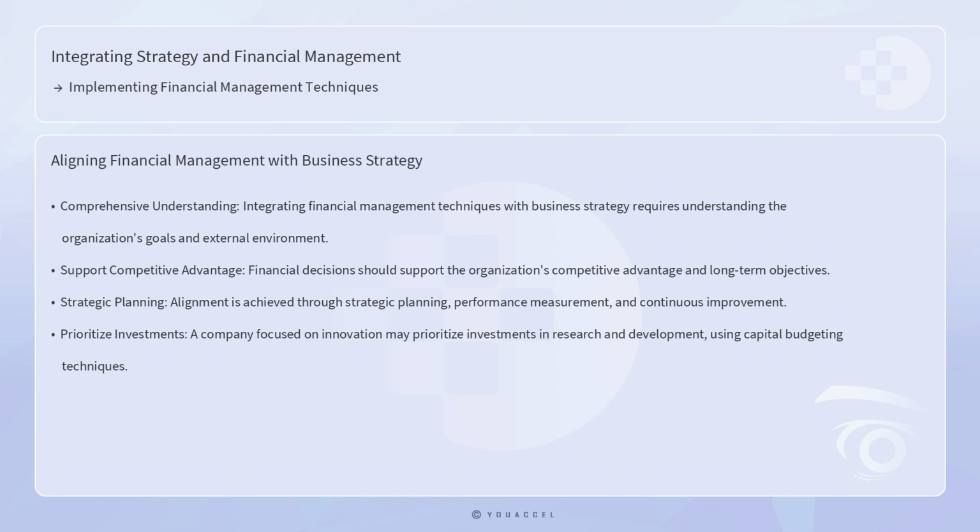For instance, a company with a strategy focused on innovation and growth may prioritize investments in research and development, using capital budgeting techniques to evaluate potential projects and ensure that resources are allocated effectively.